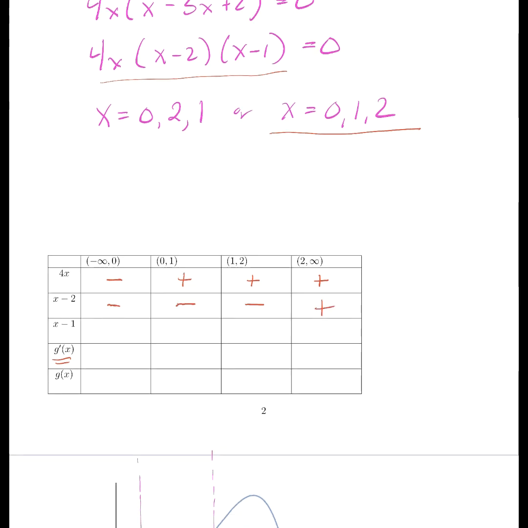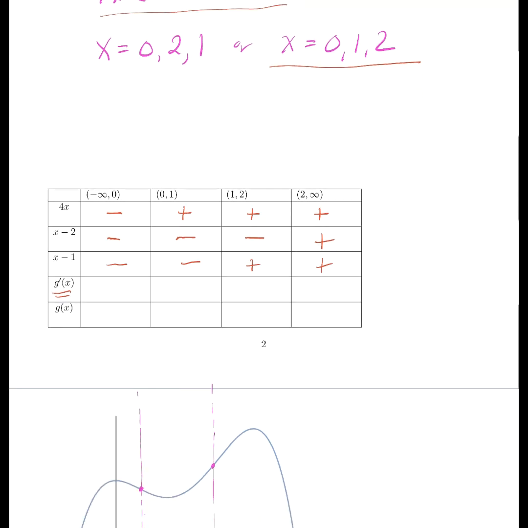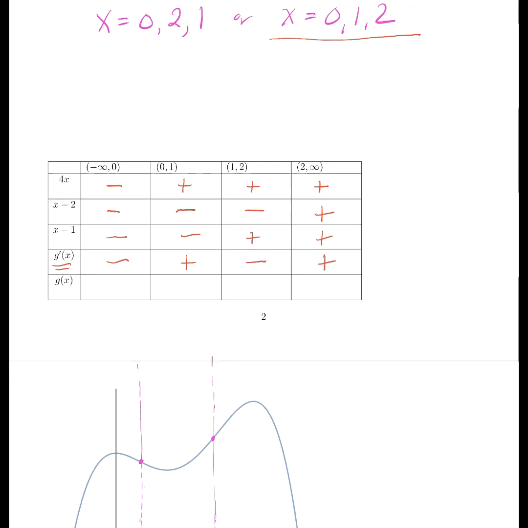x minus 1, again, take something negative, subtract 1, negative. Take a half minus 1, negative. Now take 1.5 minus 1, positive, and 3 minus 1, positive. Okay, so now we know g prime is just the product of these things. So if I look down this first column, negative times negative is positive, times negative is negative. Positive times negative is negative, times negative is positive. We multiply 2 positives and a negative, that is going to give us a negative. We multiply 3 positives, we get a positive.